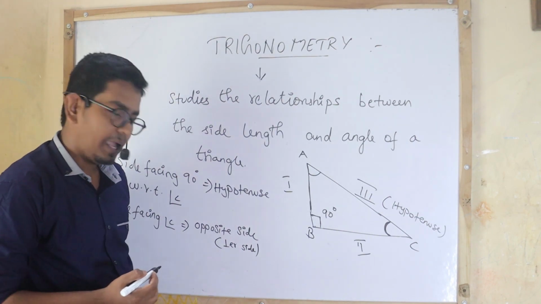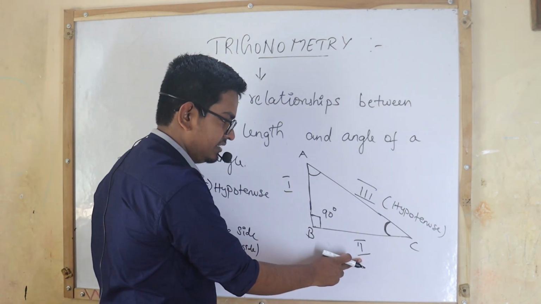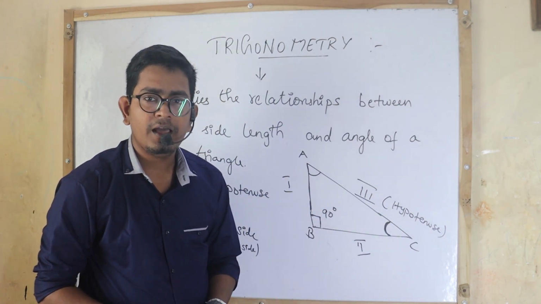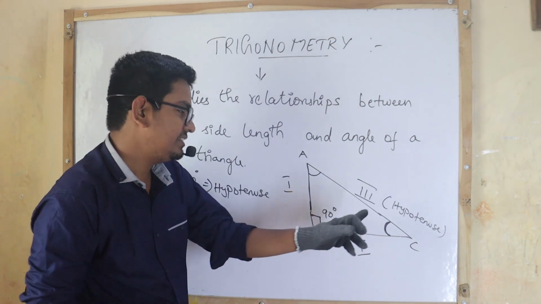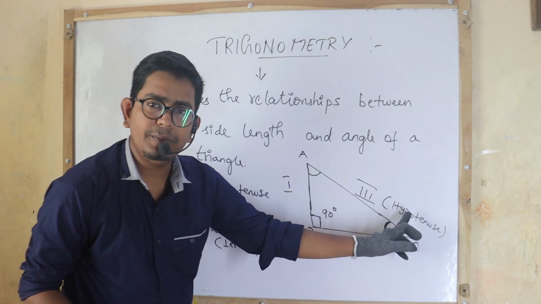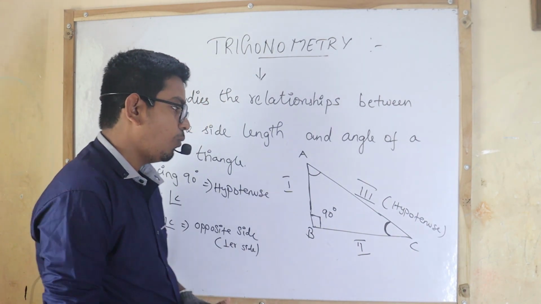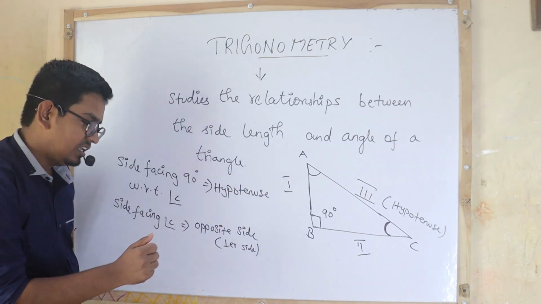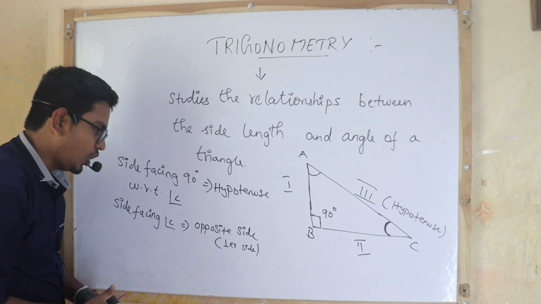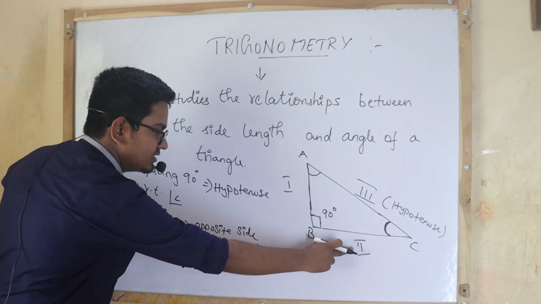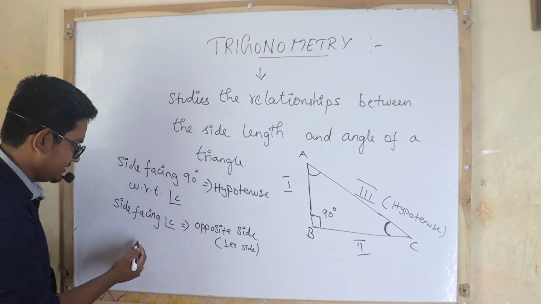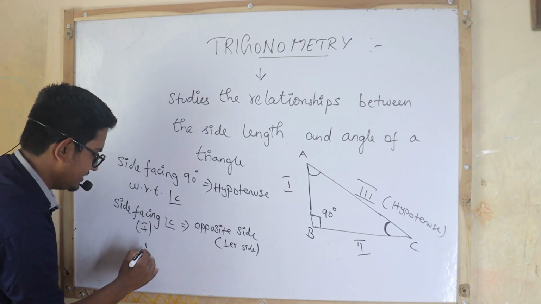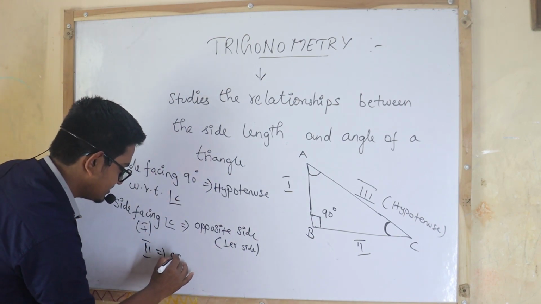Next, I'm having one more thing, the last side. So I just found out the hypotenuse side. How to find out the hypotenuse side? Exactly, the side which is facing the 90 degree will be known as hypotenuse. So whatever angle I'm going to find out, the side which is facing that angle will be known as the opposite side, and the last side, this second side, will be known as the adjacent side, right?